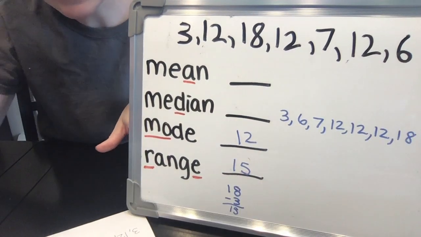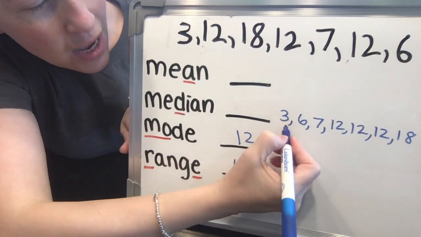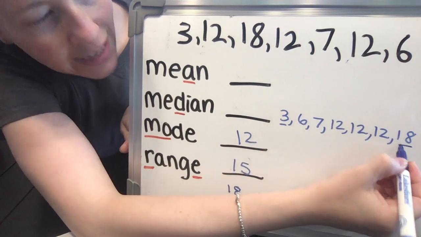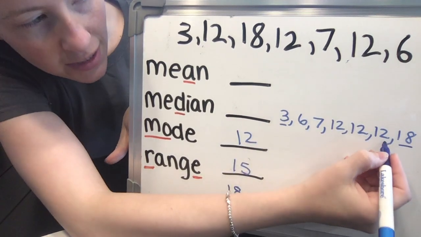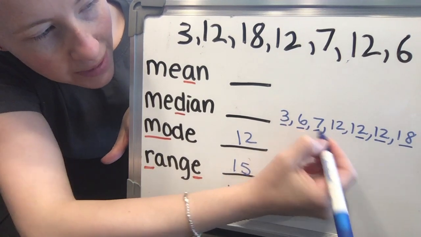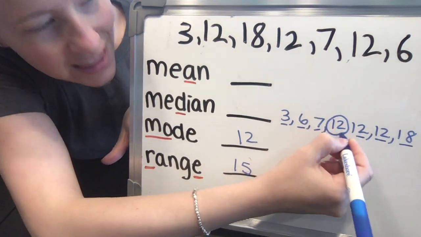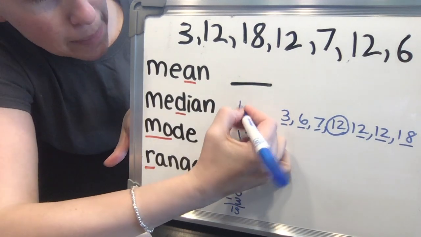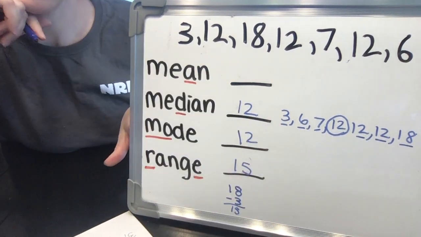Now that I have my list, I'm going to try and find the number in the middle. I like to underline 3 and 18, highest and lowest. Those are gone. Let's do this next. 12 and my 6, another 12 and my 7, and I have narrowed it down to this 12 in the center. So my median or middle number was 12.